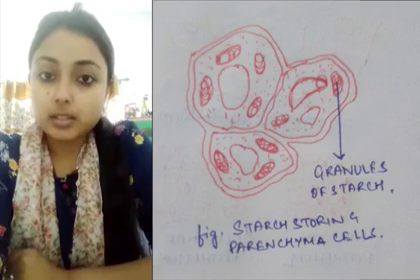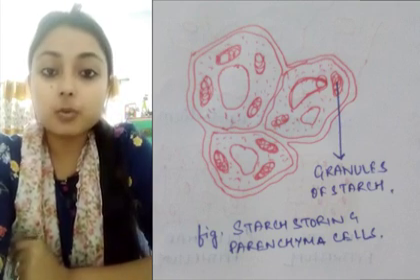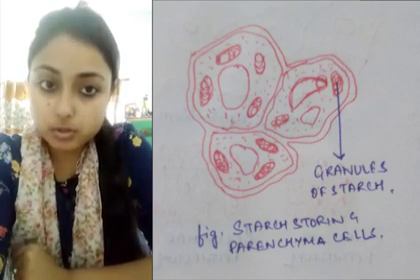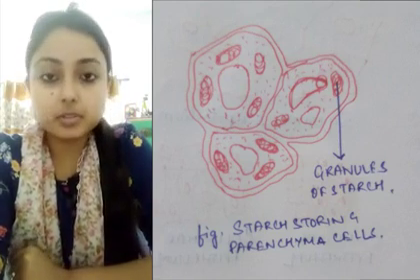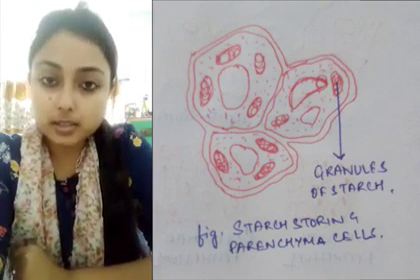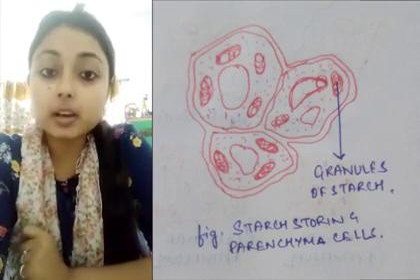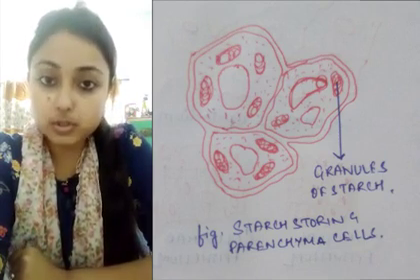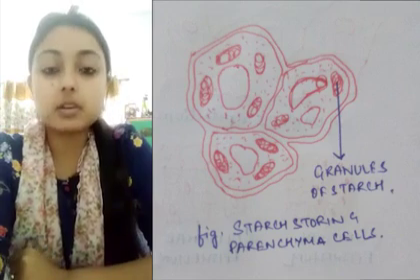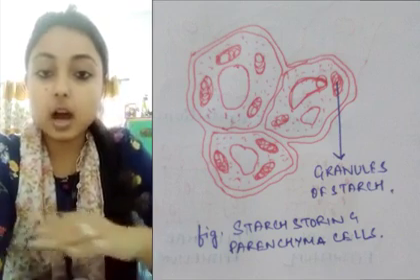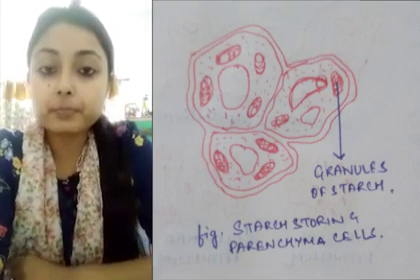Protective tissue consists of cells with thick walls. They are found on the surface of roots, stem, and leaves. For example, the epidermis of a leaf, the upper surface of the leaf.